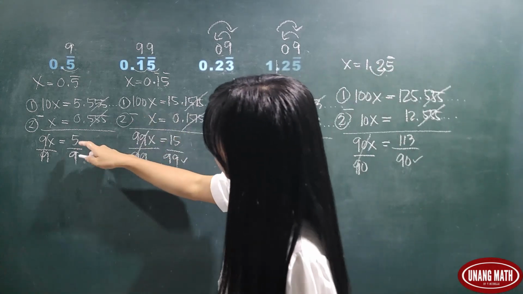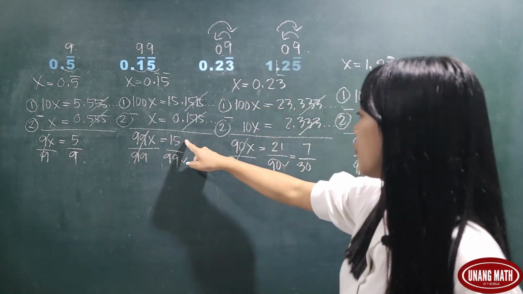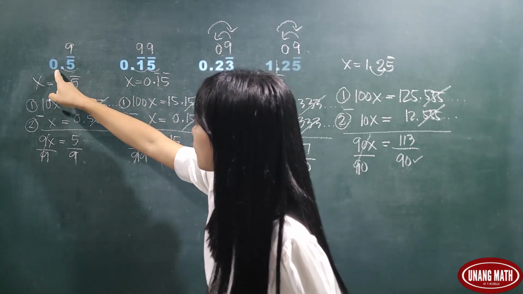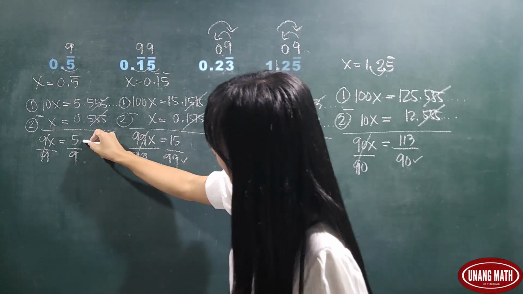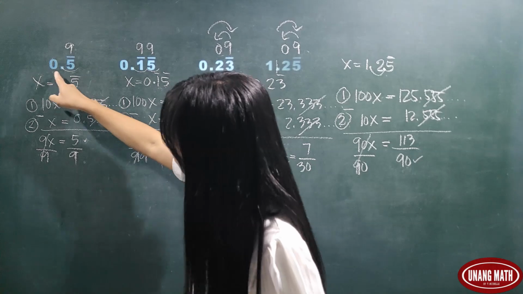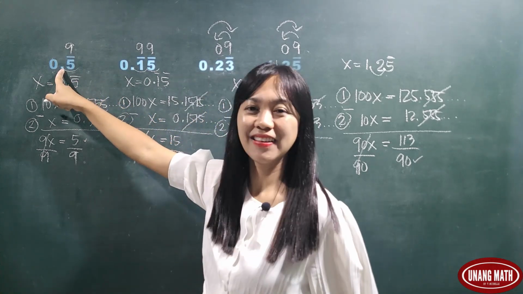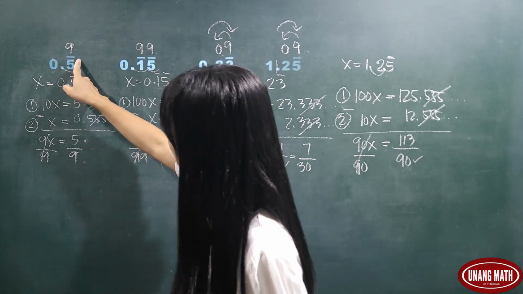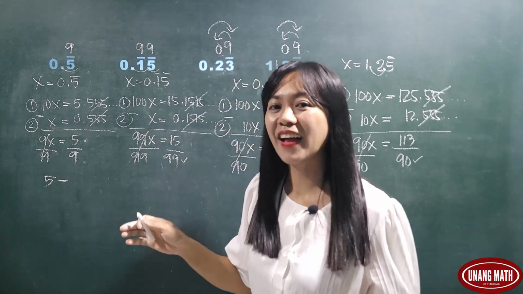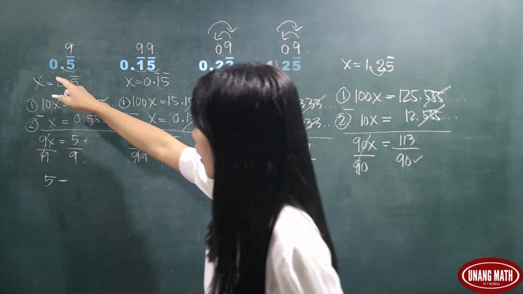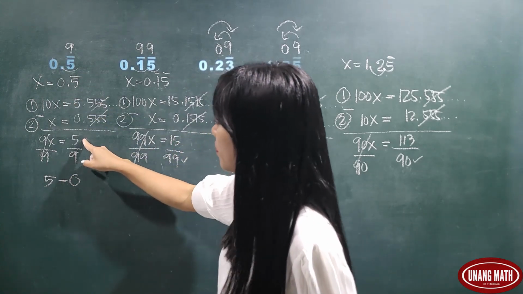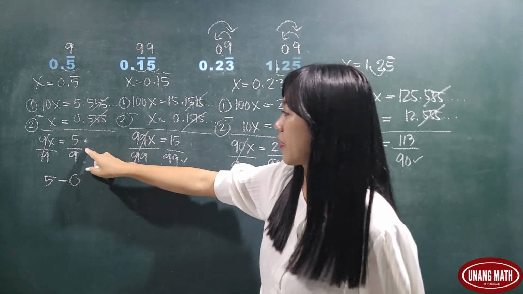Okay, this time, let's take a look at how we got these numerators. For this first repeating decimal, 0.5, how did we get 5 as the numerator? First, we have to get all the digits without minding the decimal point. So never mind the decimal point, get all the digits. So we have 5 minus the non-repeating digit. We don't have a non-repeating digit here, so this is minus 0. 5 minus 0 is 5. So our numerator is 5.